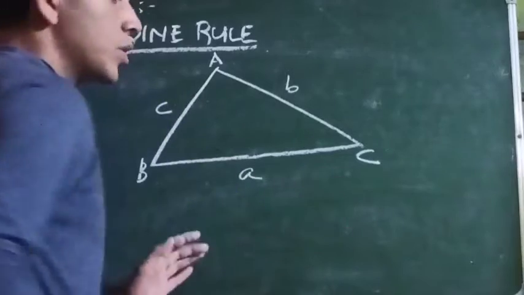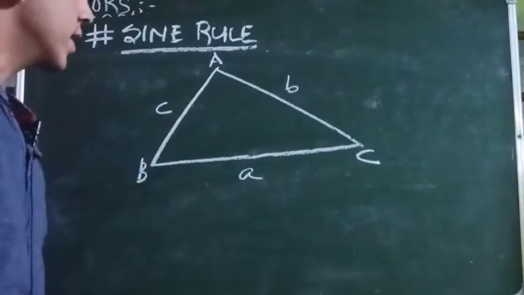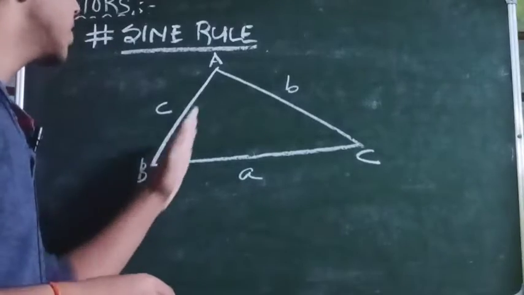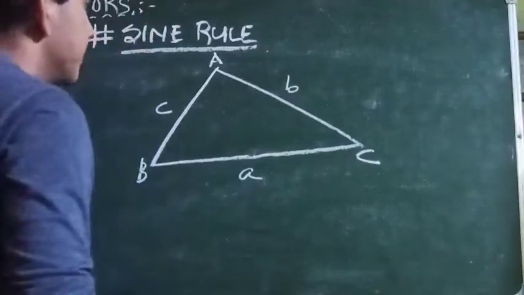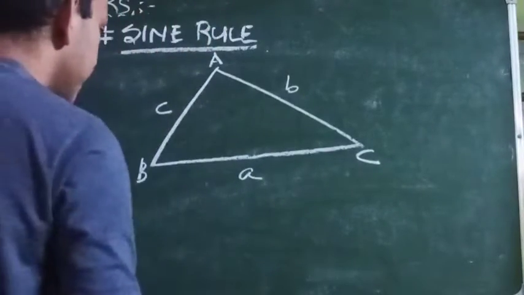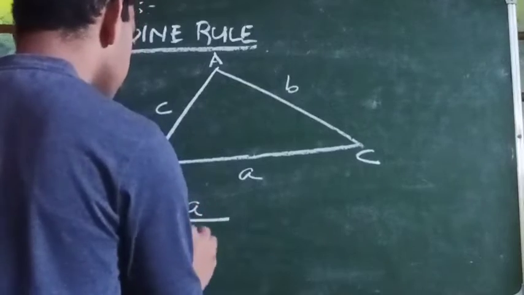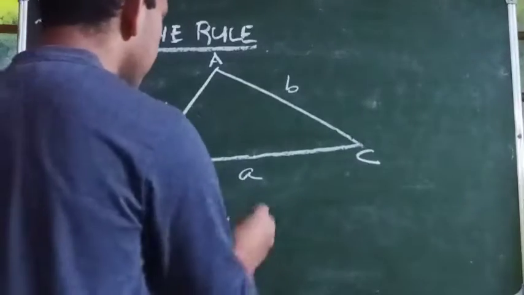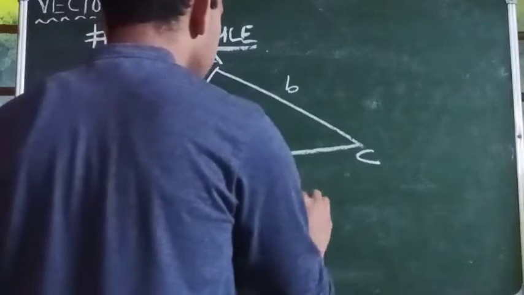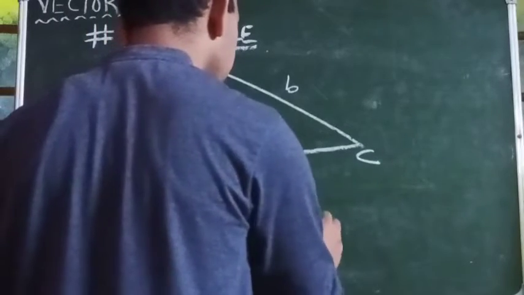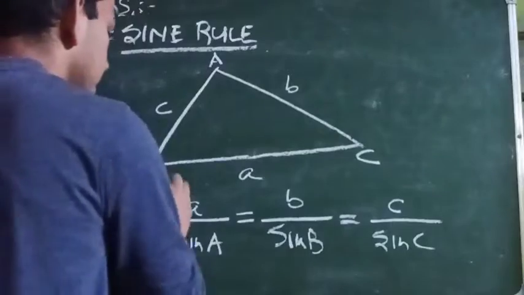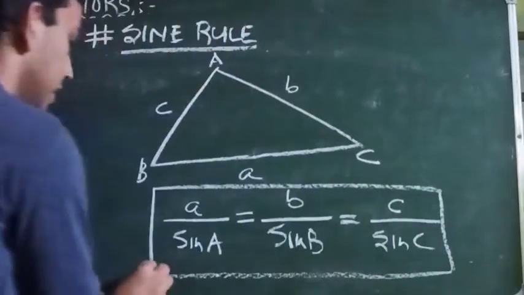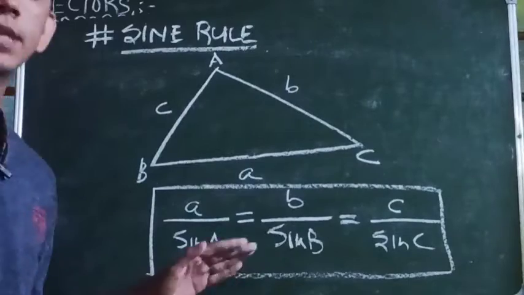Suppose A, B, C also represent the angles of this triangle along with their representation as vertices of this triangle. Then the sine rule states that a upon sine A is equal to small b upon sine B, which is also equal to c upon sine C. This equation represents the sine rule.